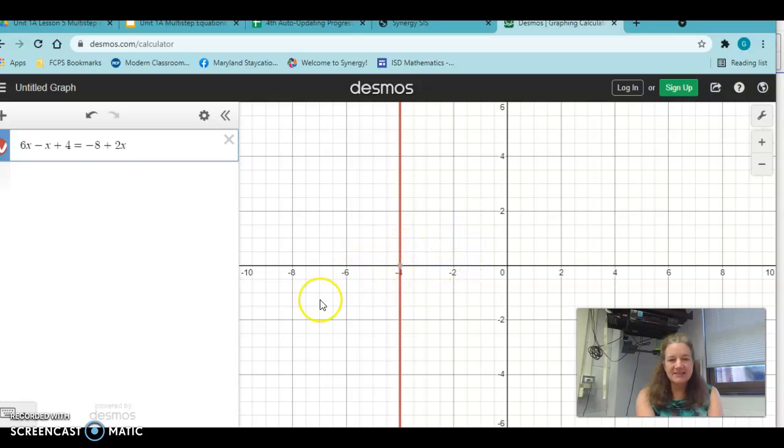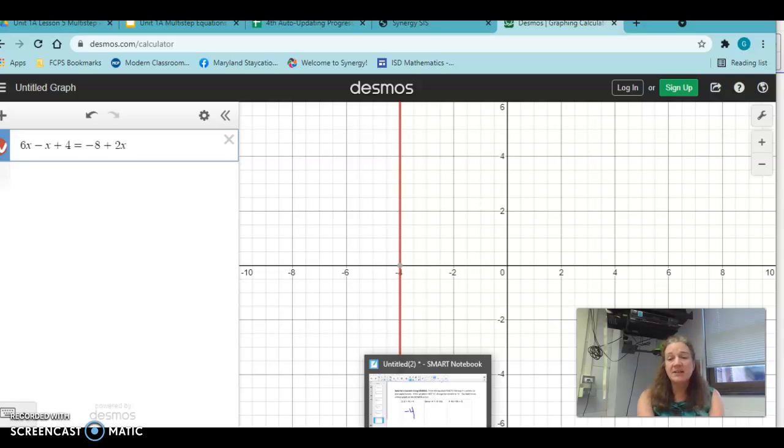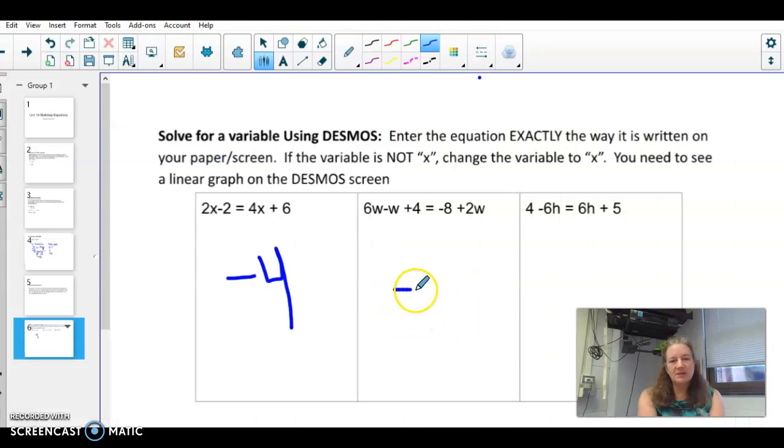So the answer again is going to be negative 4. I didn't have to do any math, didn't have to distribute, didn't have to isolate like terms, didn't have to do anything of that sort, just use Desmos. So now I'm going to do the same thing, and I'm going to say negative 4 is my answer here.